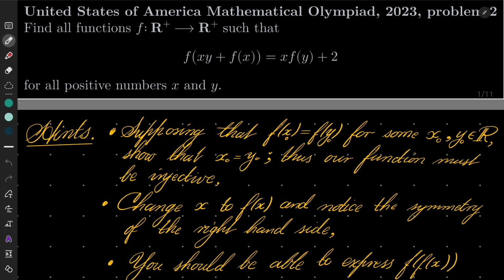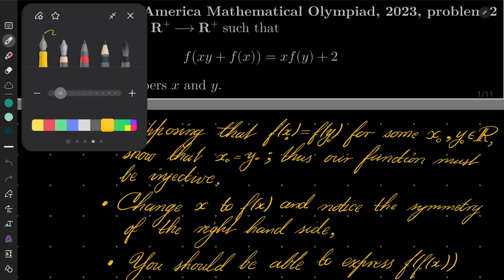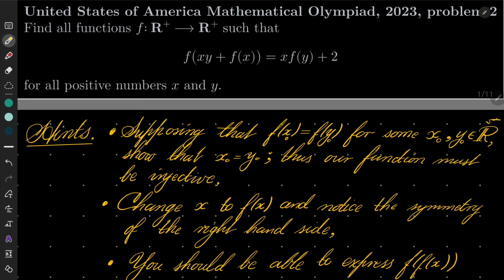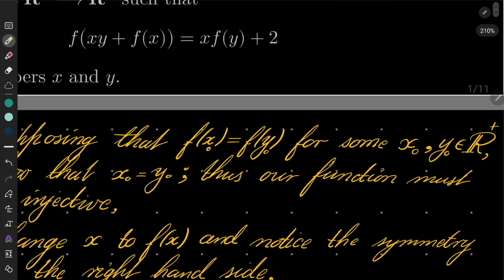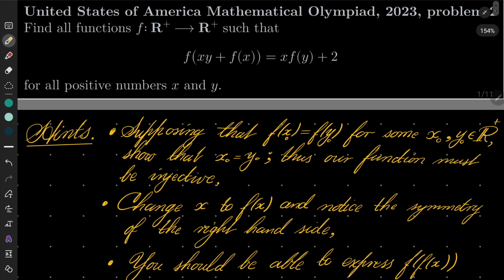That is, take two arguments x0, y0, which are positive numbers, and suppose that f of x0 equals f of y0, and show that x0 equals y0. That would mean that our function is injective.